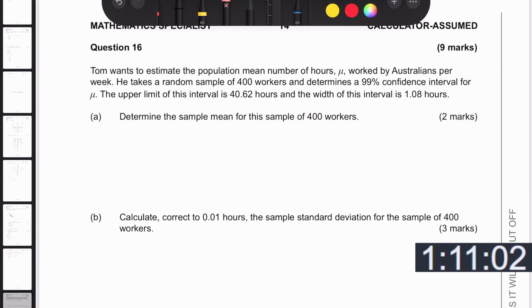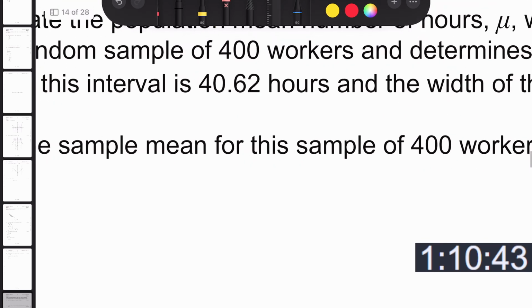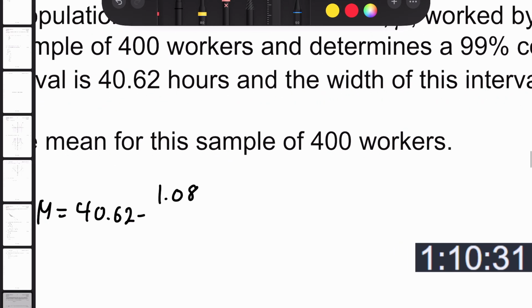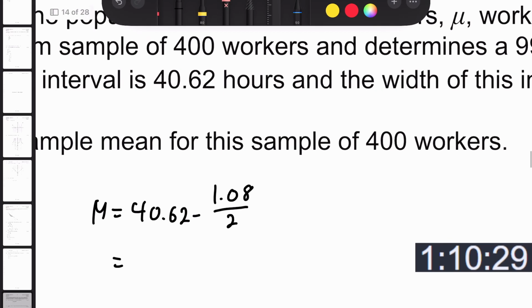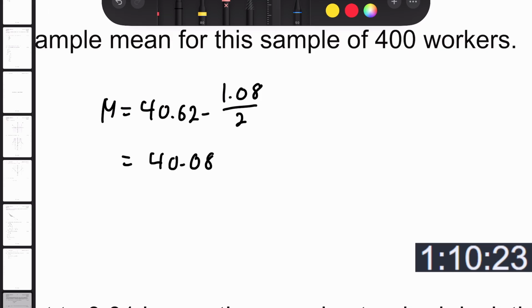Tom wants to estimate the population mean hours worked by Australians per week. He takes a random sample of 400 and determines a 99% confidence interval. The upper limit and width are given; determine the sample mean for this sample of 400 workers. So the upper limit and the width. So then U is going to equal 40.62 minus 1.08 all over 2. So 40.08 hours.